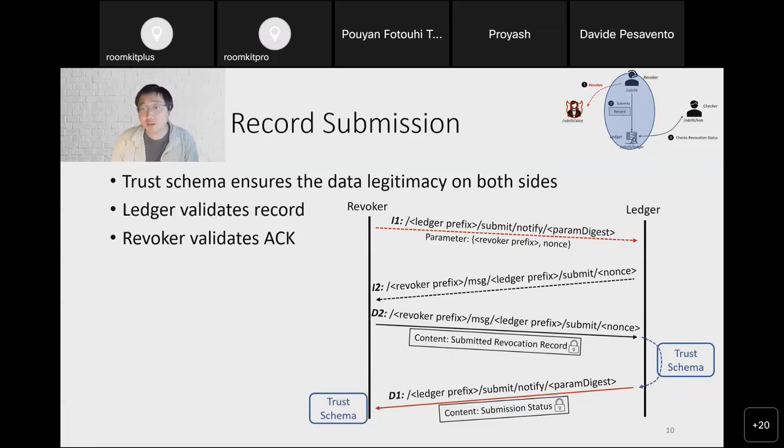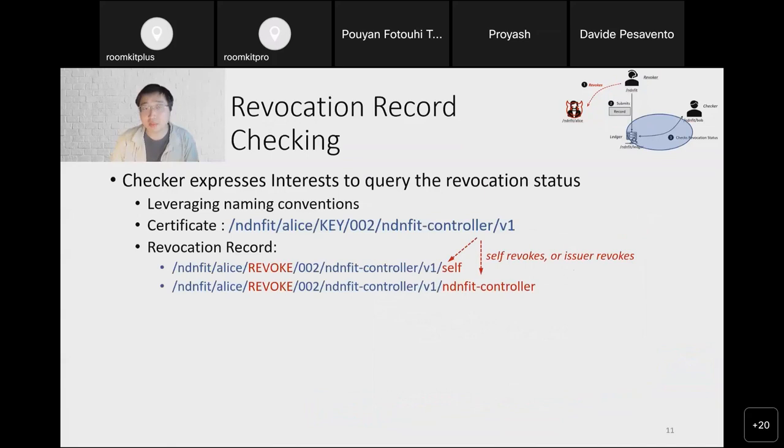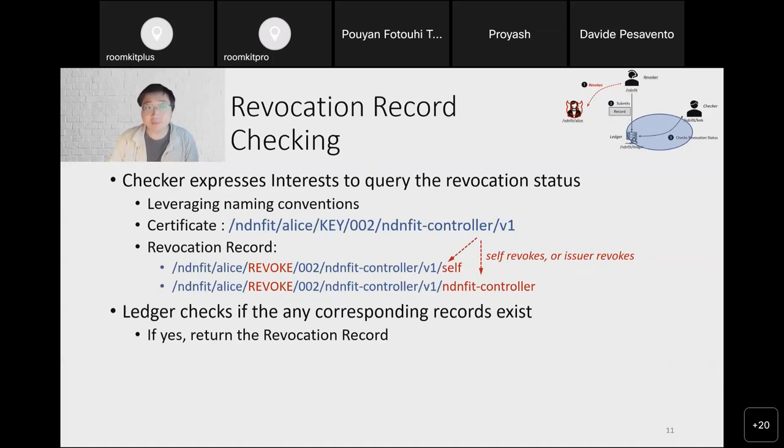Then lastly, how Bob checks the revocation status. As we have discussed before, the record naming convention simplifies this step. Once we have the certificate name, we do name construction and obtain two possible record names. The checkers express two interests respectively, trying to fetch the record. If the ledger does have the record, the ledger can give back the exact record data.